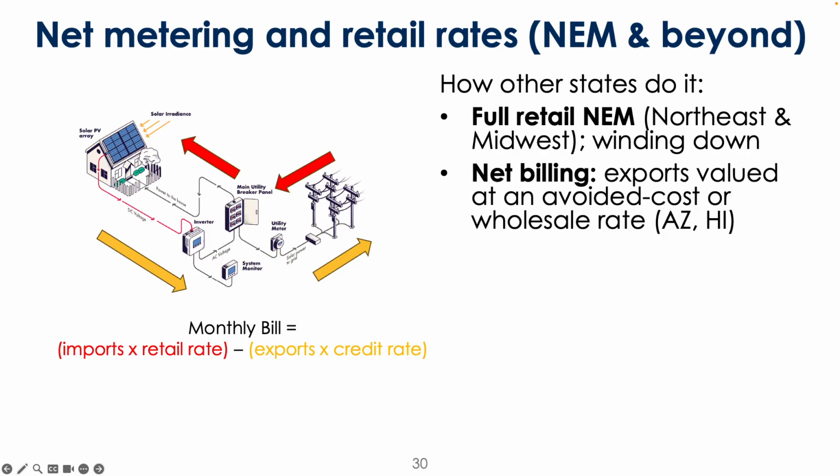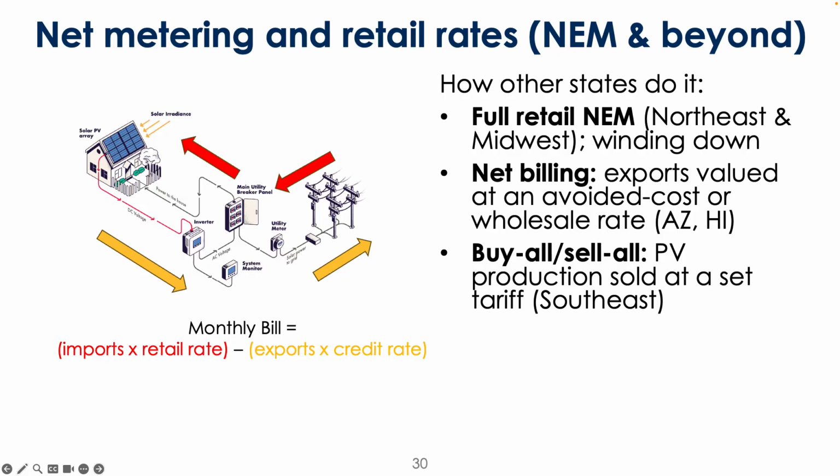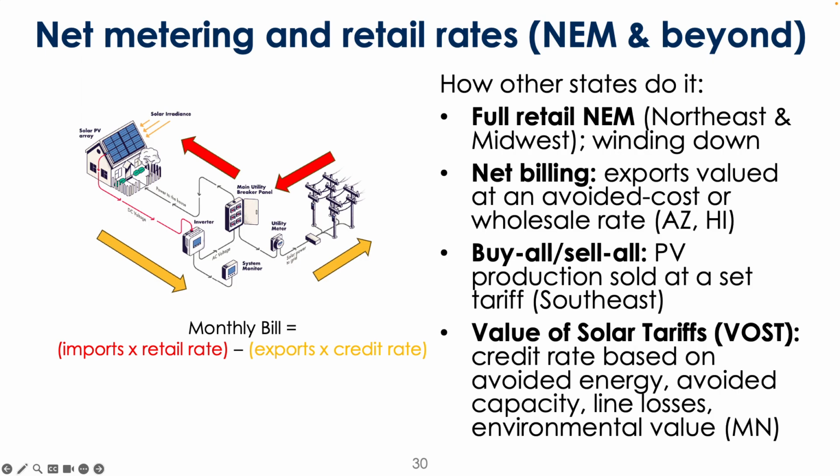Net billing, where the exports are valued in a different way. Sometimes they do it based on avoided cost or wholesale rates. Buy all, sell all, where production is sold at a set rate. And then value of solar tariffs. This is an interesting one in Minnesota, where you are credited a rate based on avoided energy, avoided capacity, line losses, and environmental value.